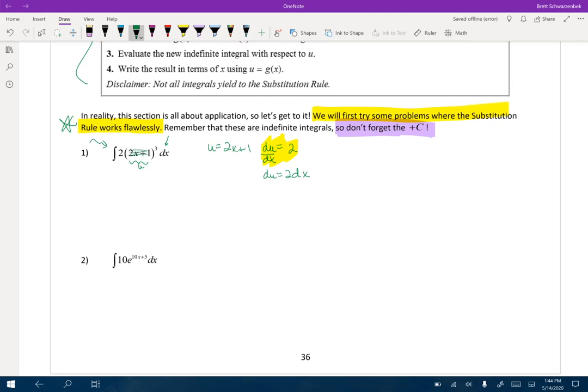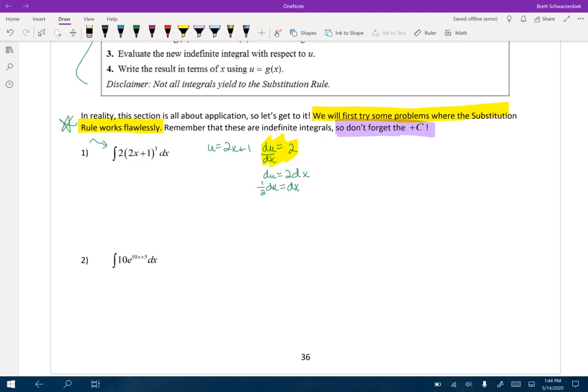So now we have to replace dx. So dx is actually going to be equal to du over 2, or in other words, 1/2 du, when we divide both sides by 2. So look what we have right here. I'm just going to point it out.